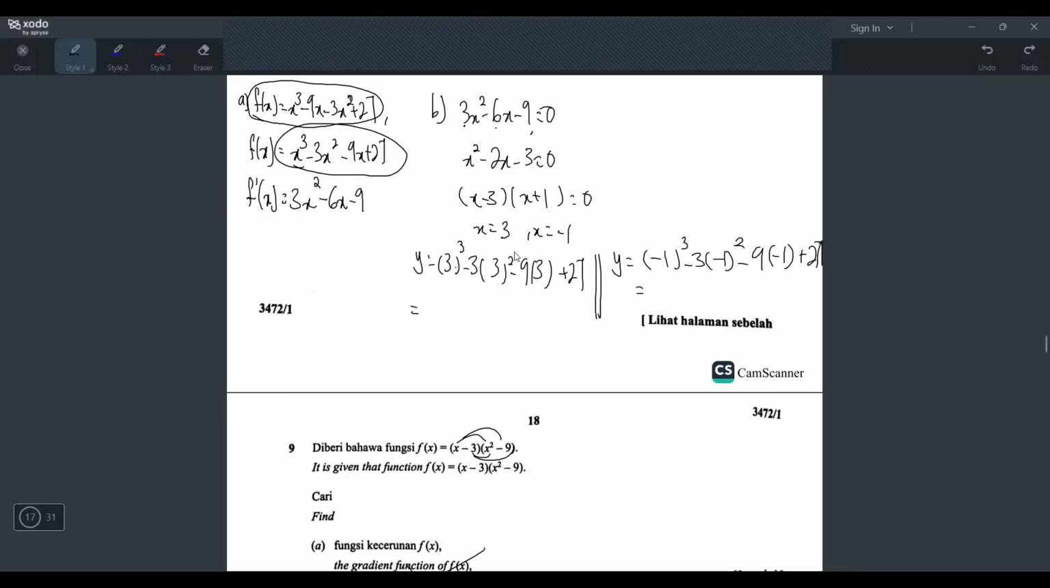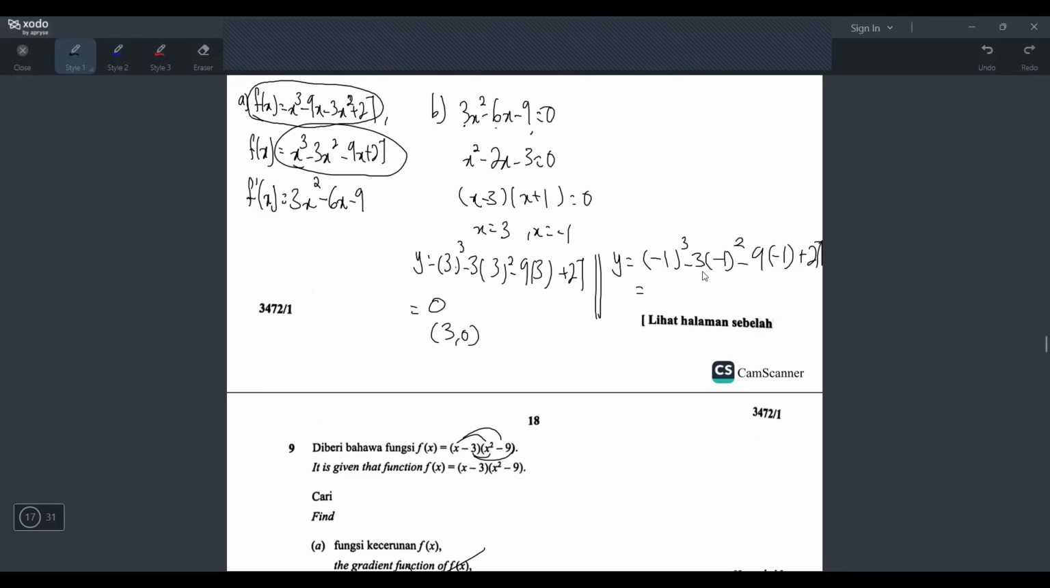So we press calculator, we'll press all of this. Make sure you press all the brackets. So I'm gonna press down 3 times, 3 plus 3. Okay, my calculator gives me 0. It means the first turning point is 3, 0.